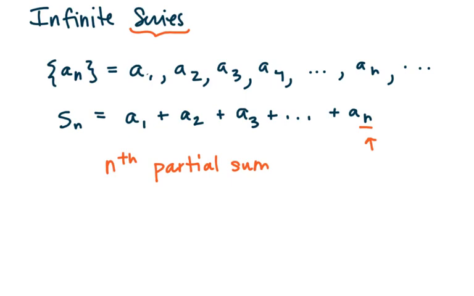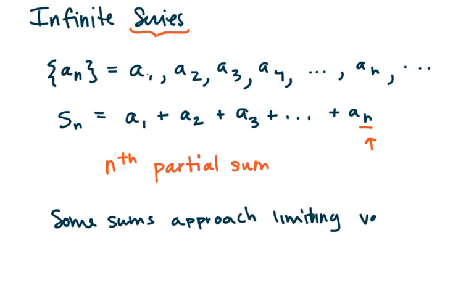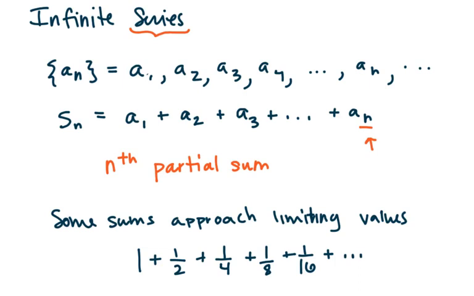So some sums approach limiting values. And when we say that things approach limiting values, we mean that they converge. So an example of something like this might be 1 plus 1/2 plus 1/4 plus 1/8 plus 1/16, right? And I mean, we can keep going on.